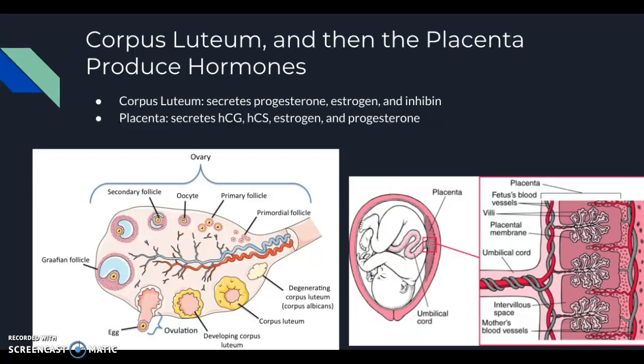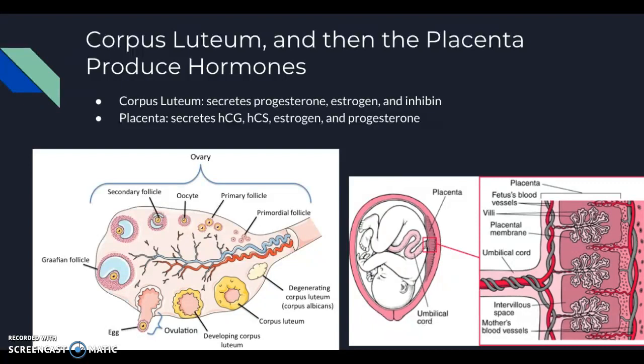The image on the left of the screen is showing the ovarian cycle, and the portion that we want to focus on is after ovulation, where you'll see the leftover cells of the follicle begin to turn yellow, and this is how we know that the corpus luteum is developing. The corpus luteum gets its name because of its yellow color. After it has degenerated, it turns white and is known as the corpus albicans.